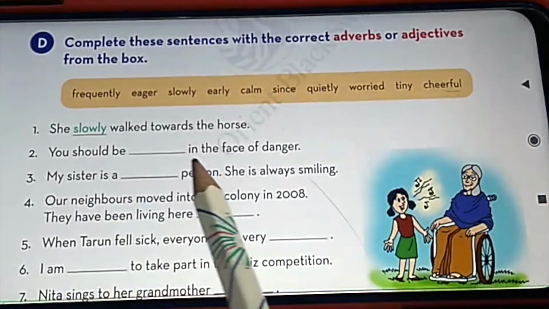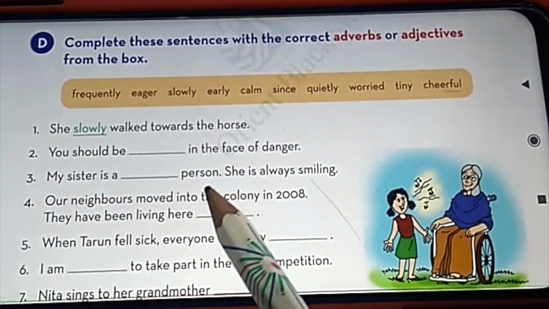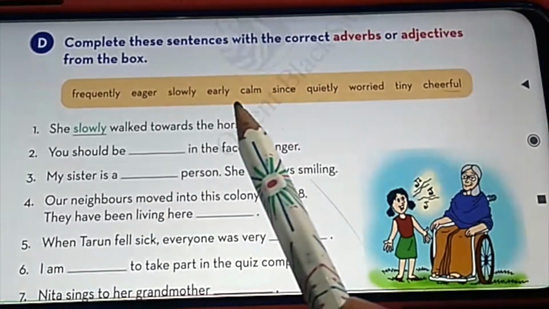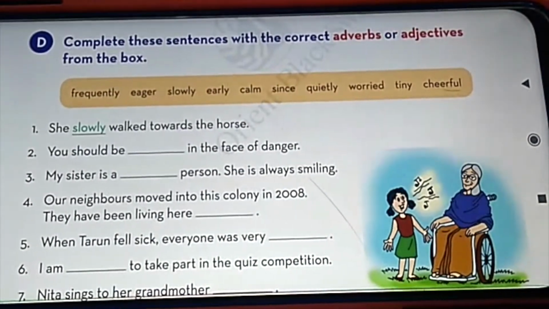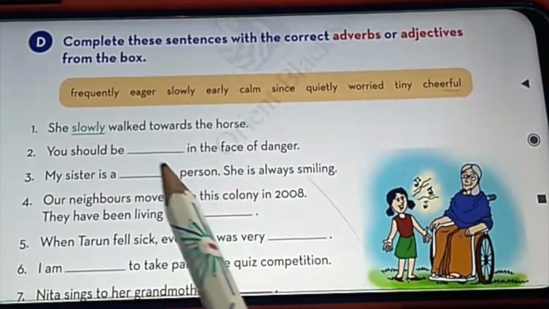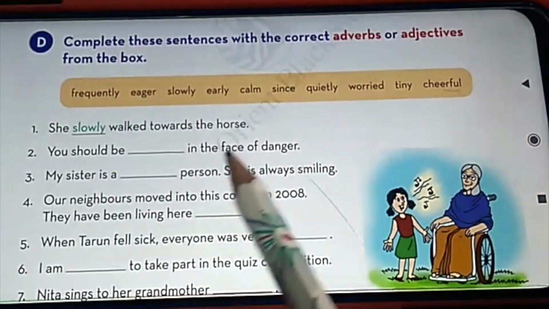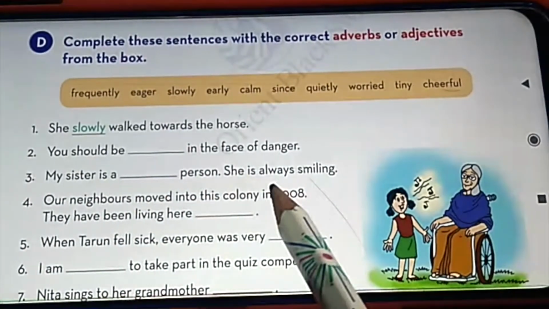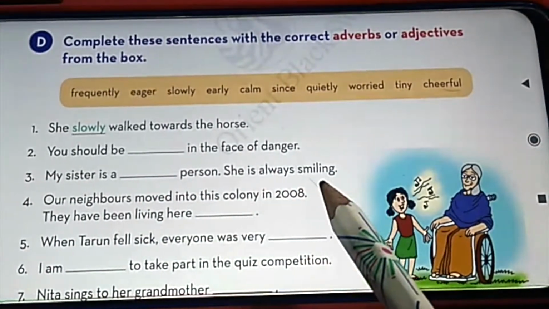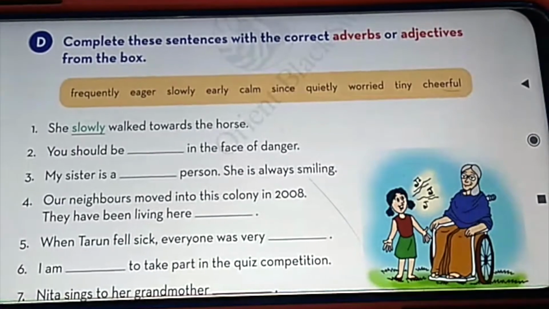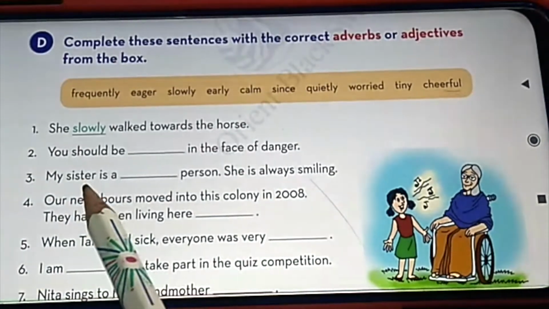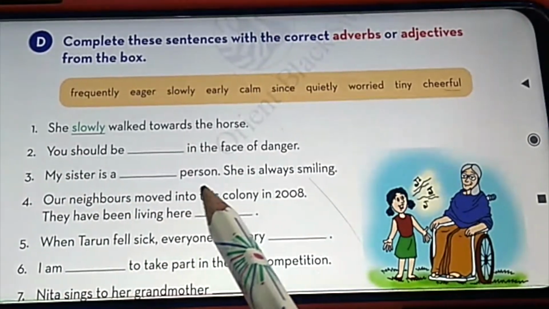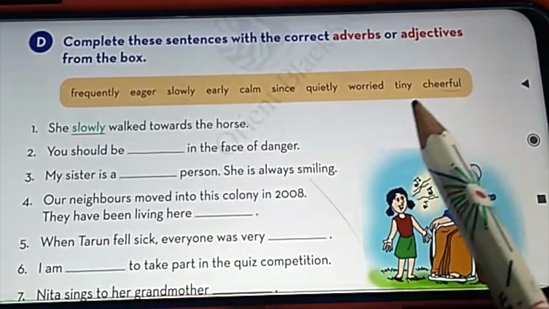You should be dash in the face of danger. So you have to find the right answer. What will it be? Yes, calm. You should be calm in the face of danger. Okay. Next one. My sister is a dash person. She is always smiling. What will it be? My sister is a cheerful person. She is always smiling.